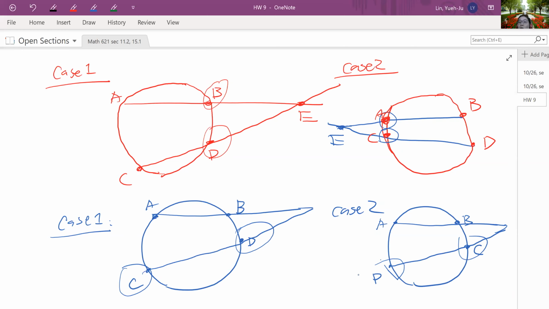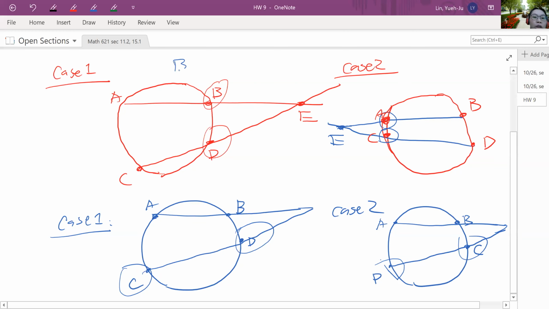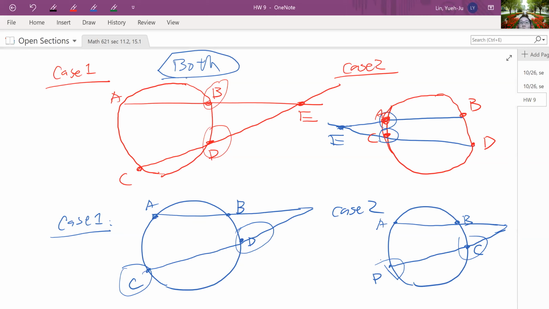Okay, so no matter what, you're going to see two different situations. And like what I mentioned in the announcement or in the email, you're going to use the same proposition. So you need to do both, because the steps are a little bit different. One of them is slightly easier, where one of the angles is going to be equal pretty much right away, right after using one of the propositions.